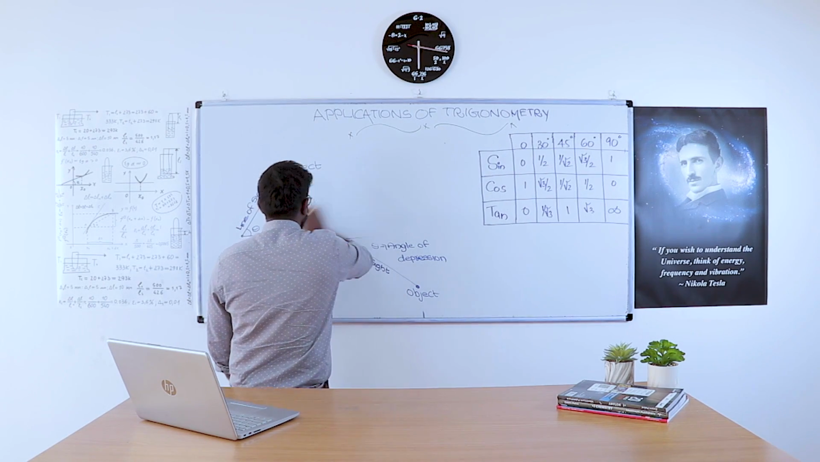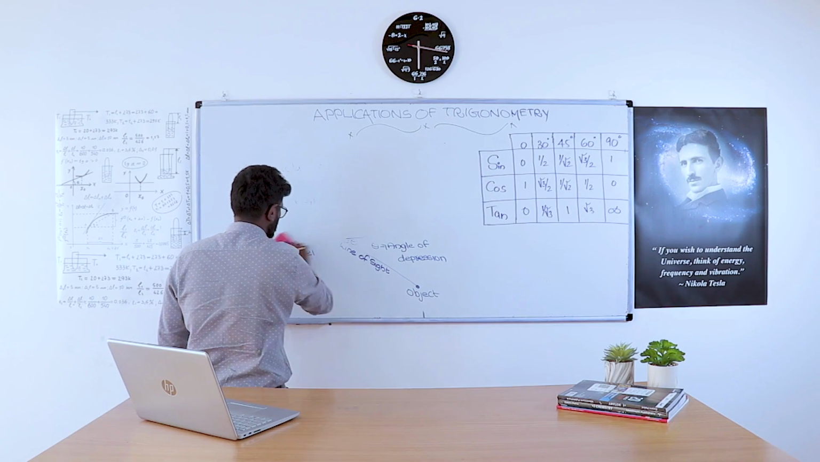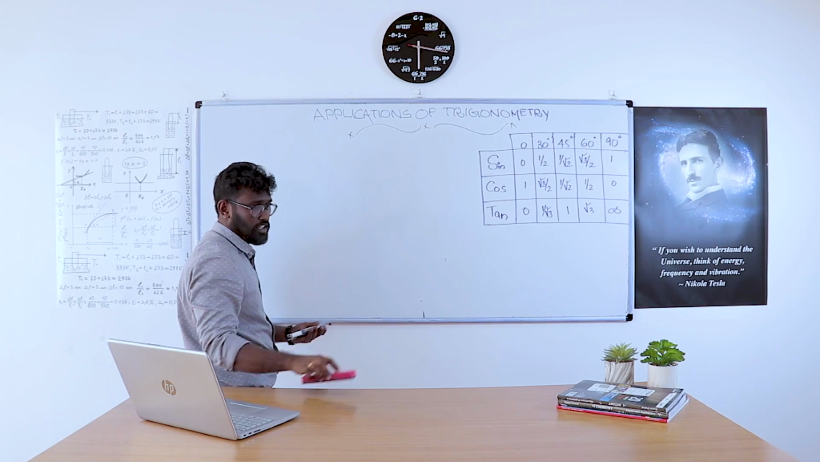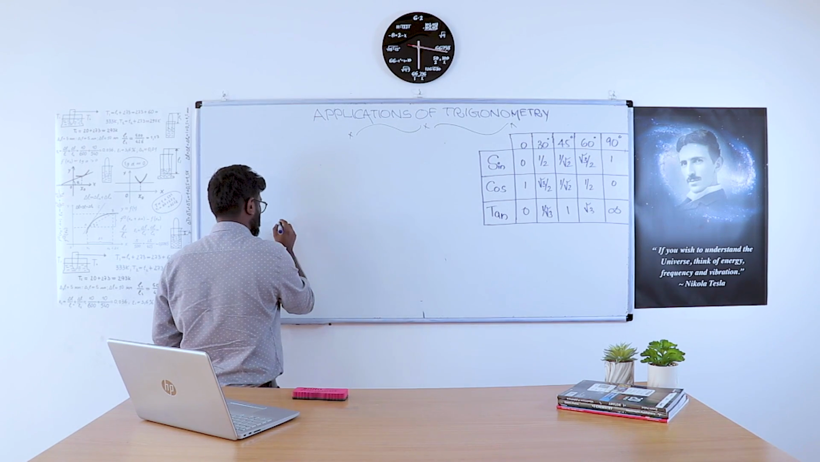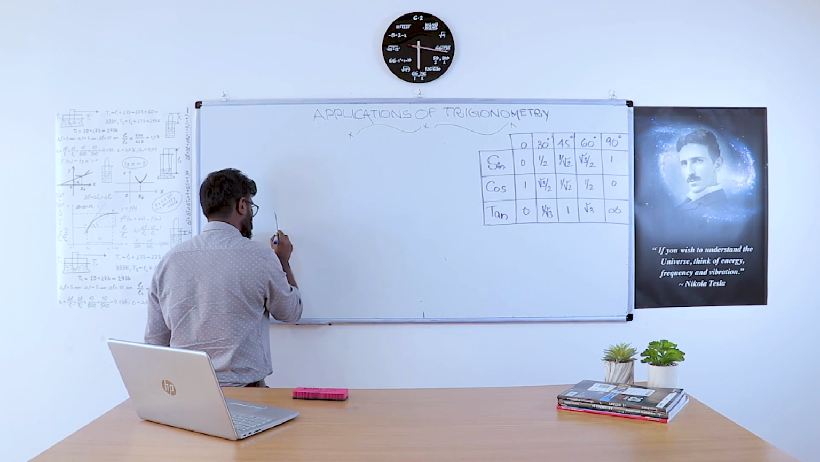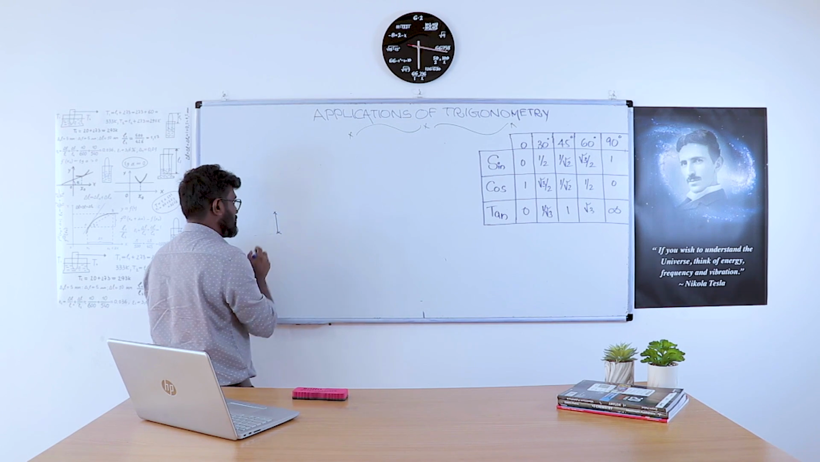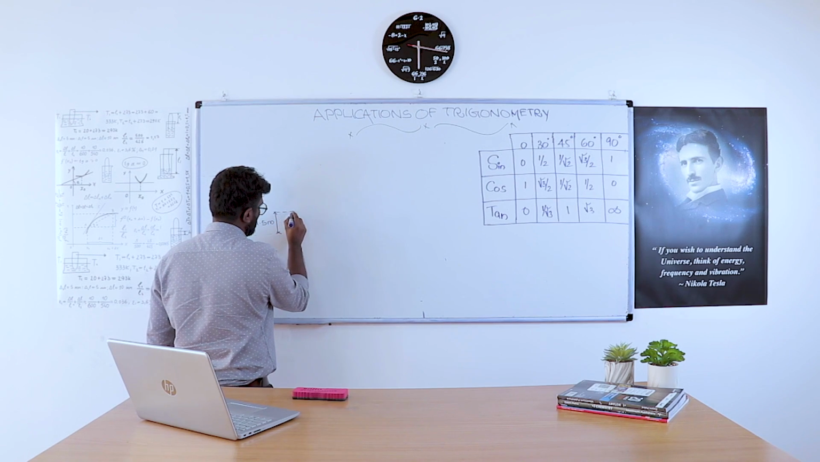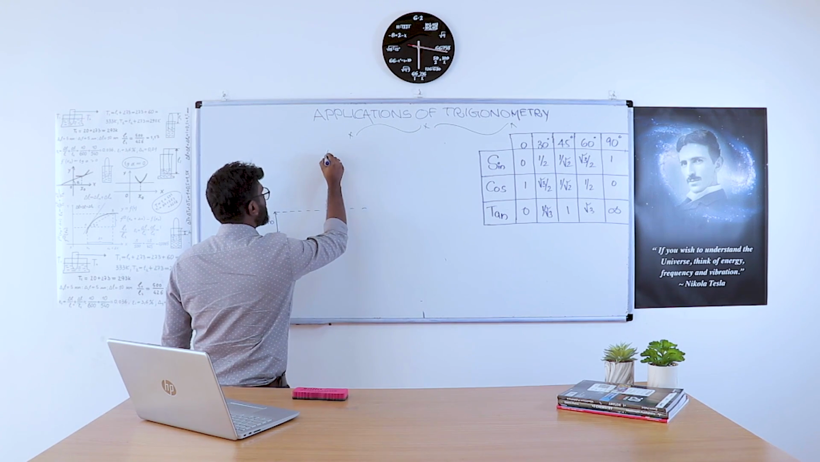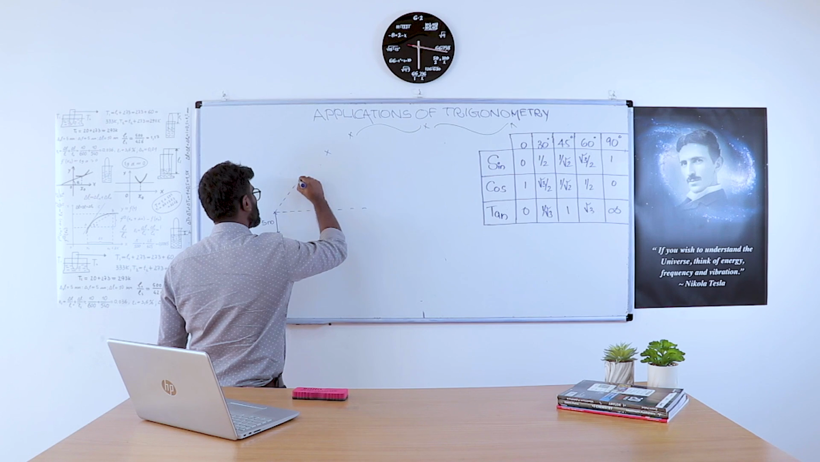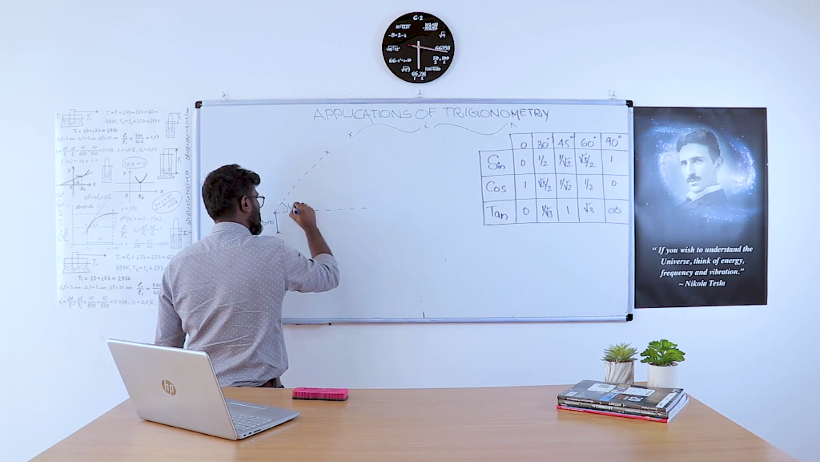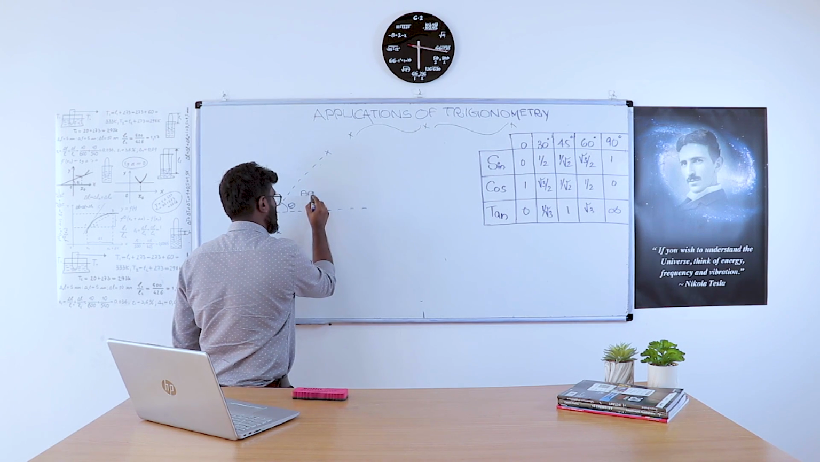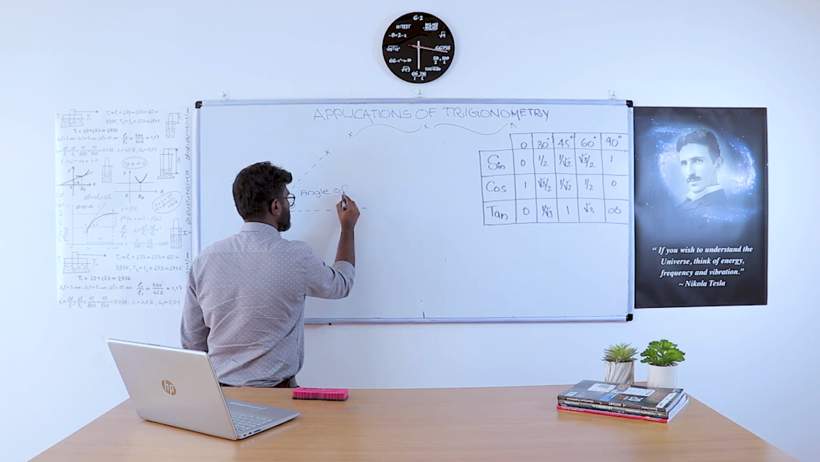Now, some problems will mention a person of 1.5 meter height. That means this is a person of 1.5 meter, and this is the horizontal level, and he watches an object like this. This angle theta is the angle of elevation.